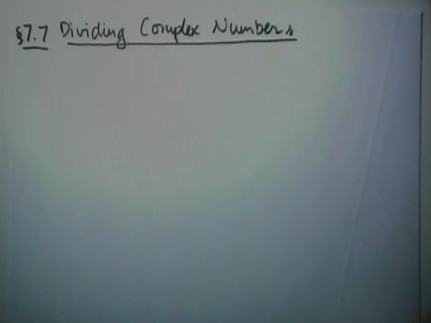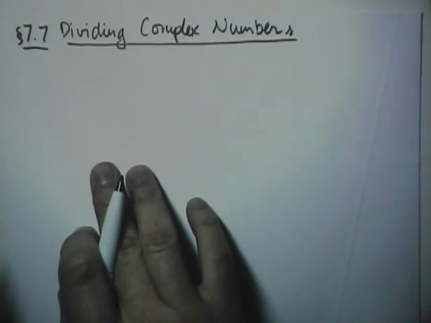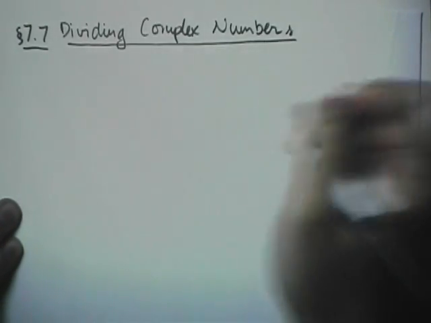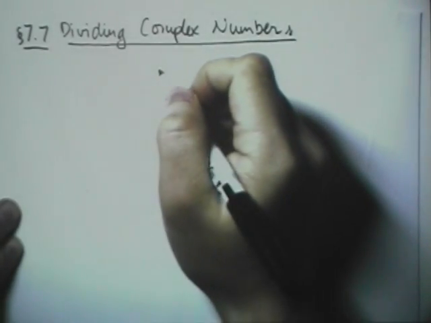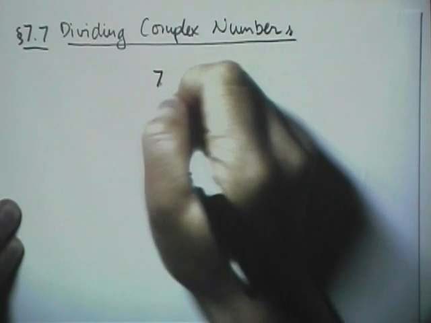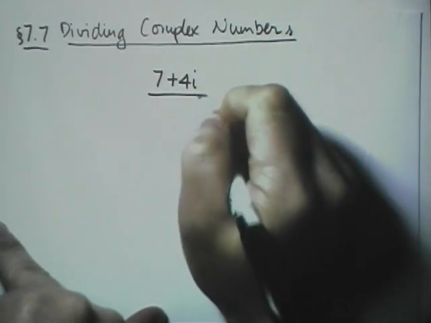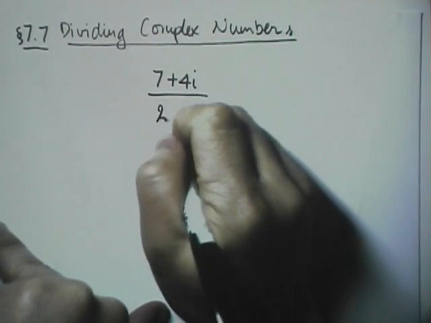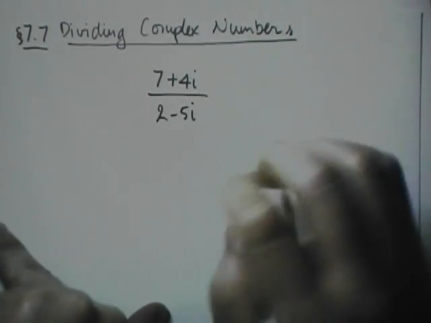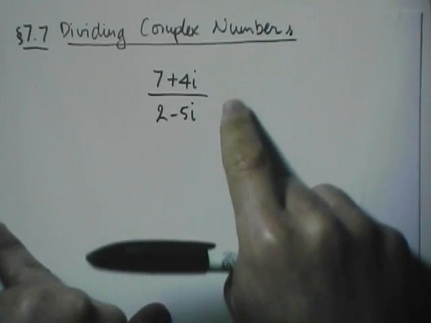So here we are, learning how to divide complex numbers. Now, the basic idea here is that a lot of time you have a fraction of complex numbers, like say 7 plus 4i divided by 2 minus 5i. The problem here is that I'm not happy with this expression. I'm not happy with the way it is.